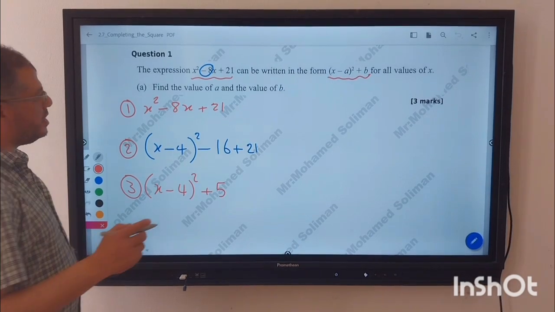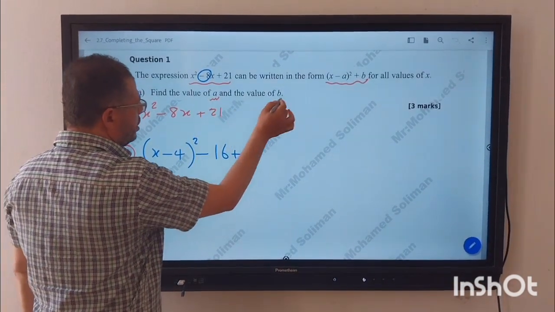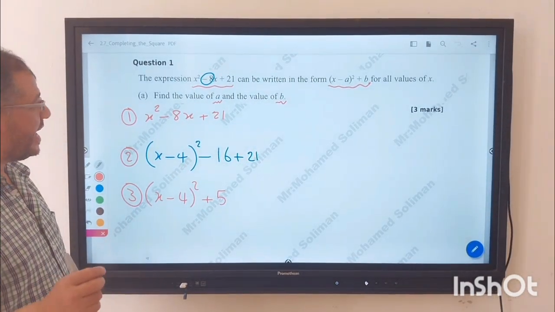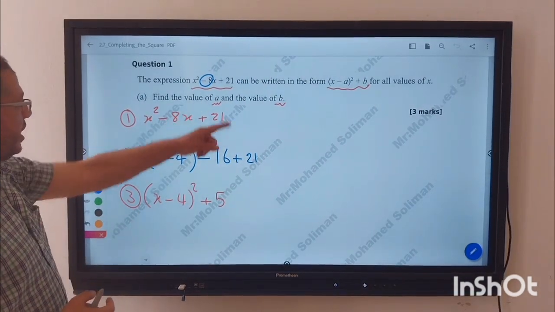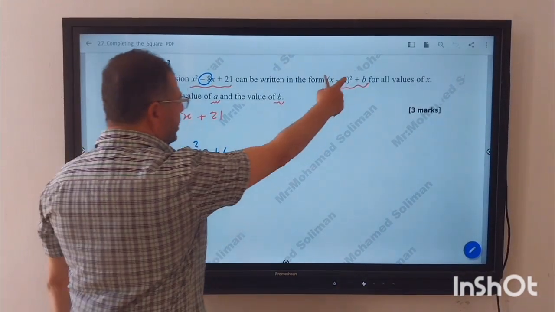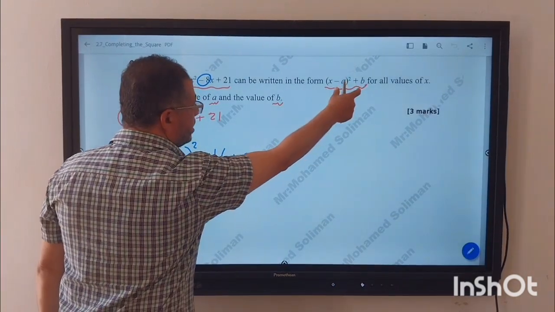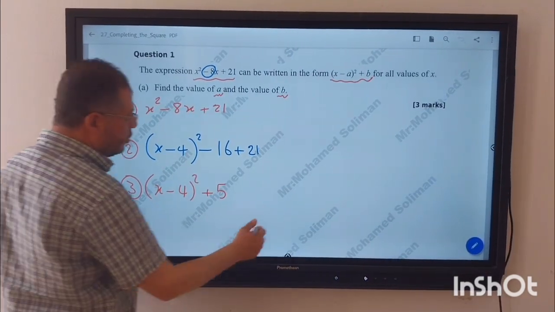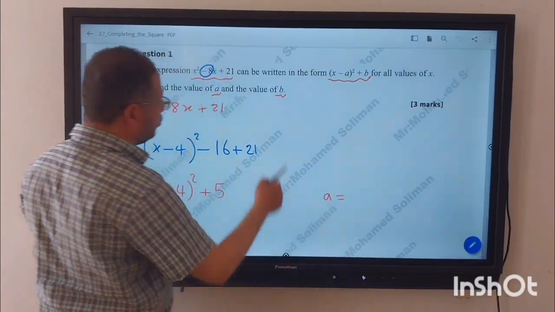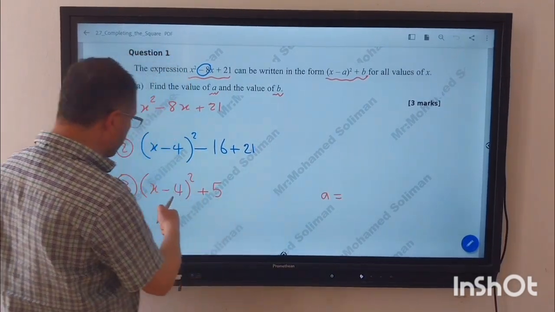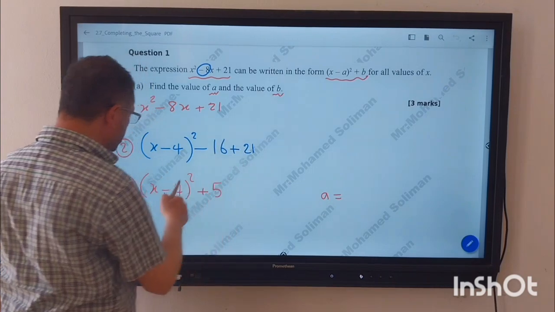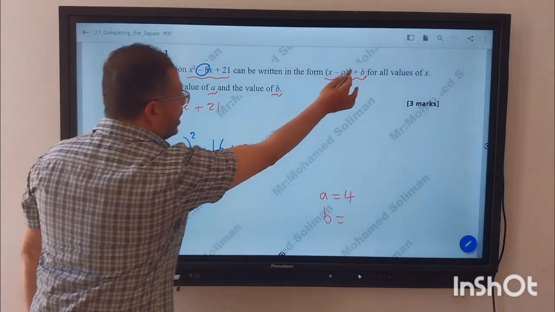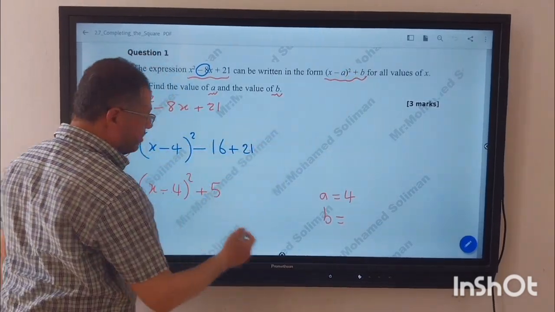But don't forget, you're asking me about what here? You're asking me about the value of a and the value of b. You have to write the answer as he wants. If you compare the form that he wrote here and the form that you reached, what is the value of a? Here it's a minus and minus here, so a will be equal to 4. Then b. Here plus and here plus. So b will be the same, so it will be 5.